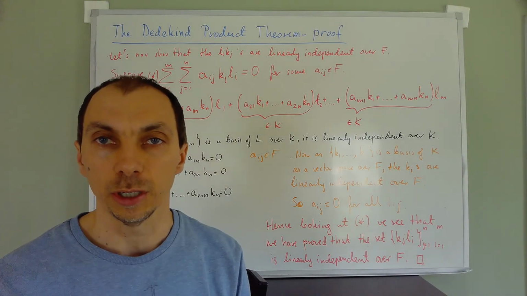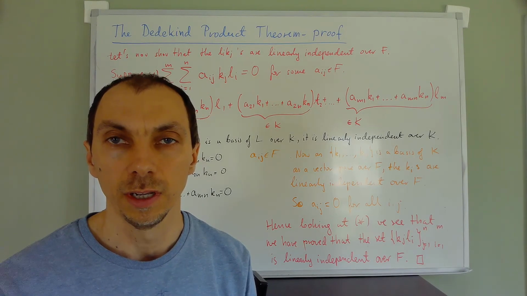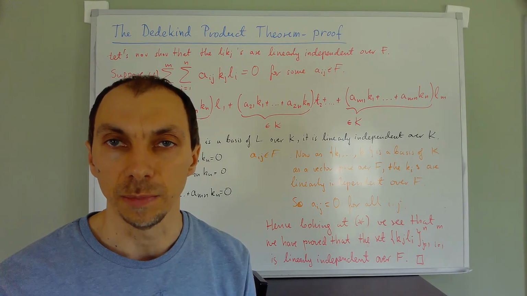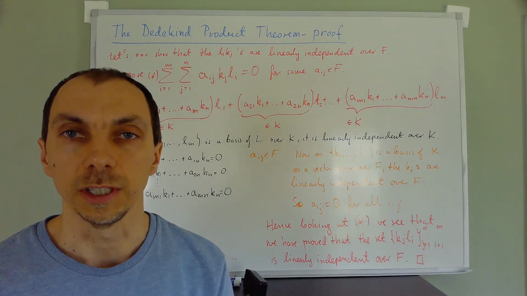So we have shown that the products k_j times l_i span L as a vector space over F, and now we've shown that they are linearly independent, so they are a basis. So this finishes the proof of the Dedekind product theorem.